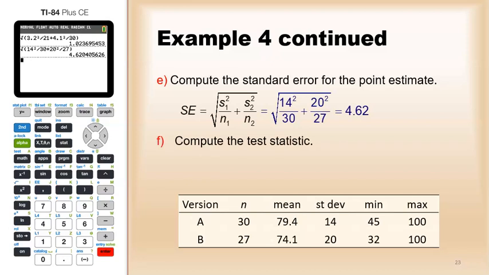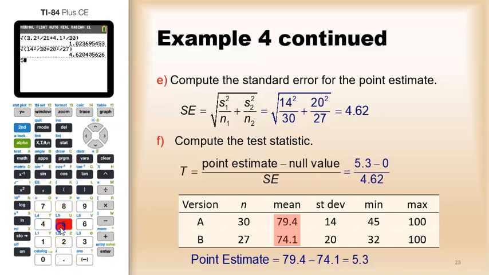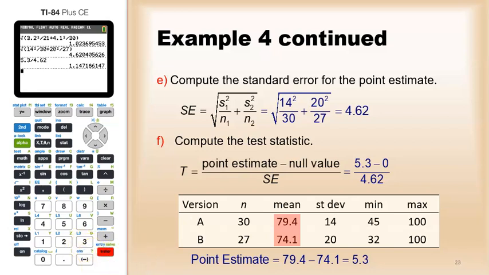The test statistic is the point estimate minus the null value over the standard error. The point estimates are 79.4 and 74.1, so the difference is 5.3. So 5.3 minus 0 over 4.62. Well, if I just go 5.3 divided by 4.62, I get 1.15 for a test statistic.